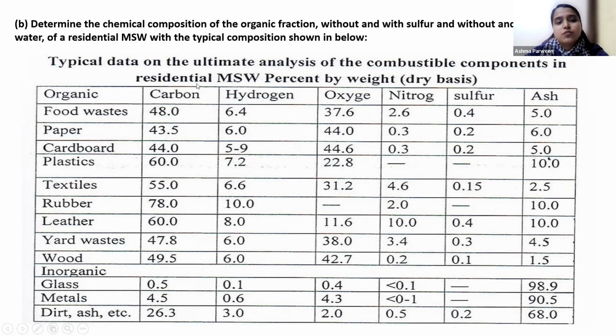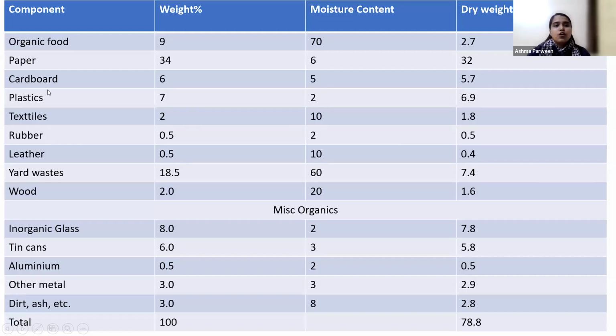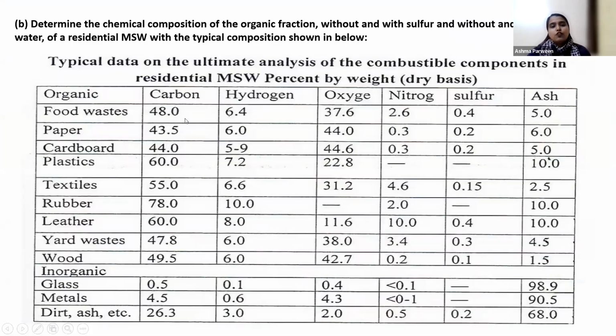We are given the percentage of carbon, hydrogen, oxygen, nitrogen, and sulfur, and these percentages are given on a dry basis. For organic food waste, we have a dry weight of 2.7 grams. Out of that 2.7 grams, we have 48% carbon, 6.4% hydrogen, 37.6% oxygen, 2.6% nitrogen, 0.4% sulfur, and 5% ash.